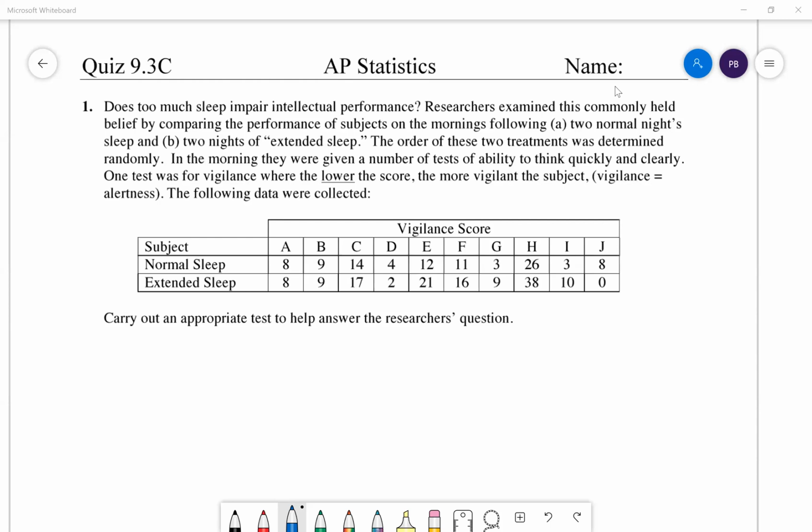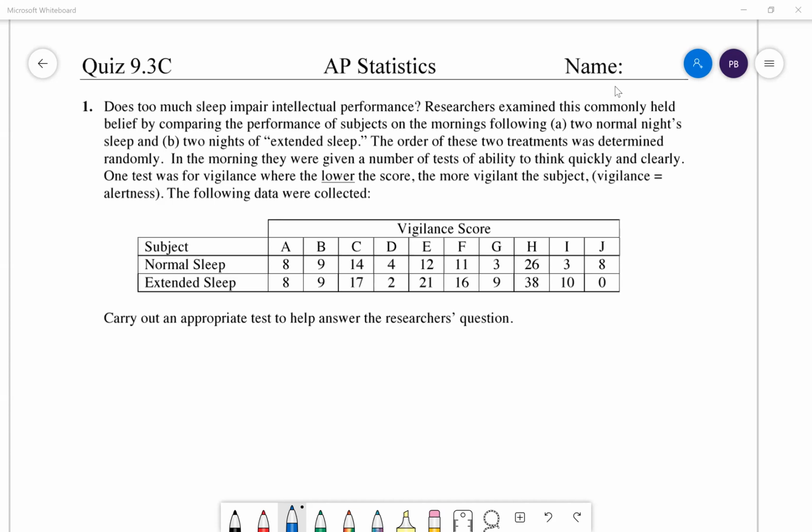The order of these two treatments was determined randomly. In the morning, they were given a number of tests of ability to think quickly and clearly. One test was for vigilance, where the lower the score, the more vigilant the subject. Vigilance equals alertness. The following data were collected. Carry out an appropriate test to help answer the researcher's question.